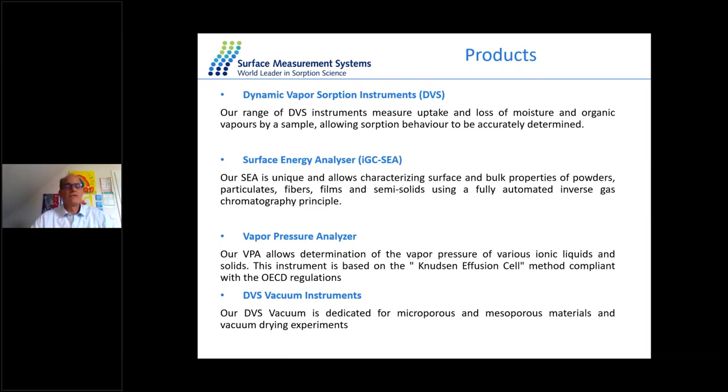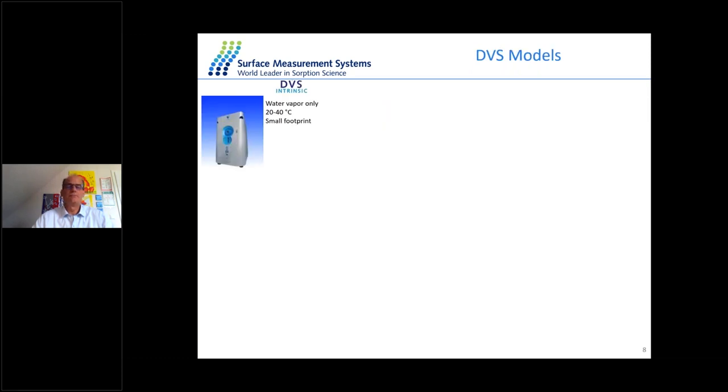And we have the vapor pressure analyzer. That's typically for measurement of solid vapor pressure and liquid vapor pressure over the Knudsen diffusion cell, which is compliant with the current regulation, and the DVS Vacuum for microporous and mesoporous materials.